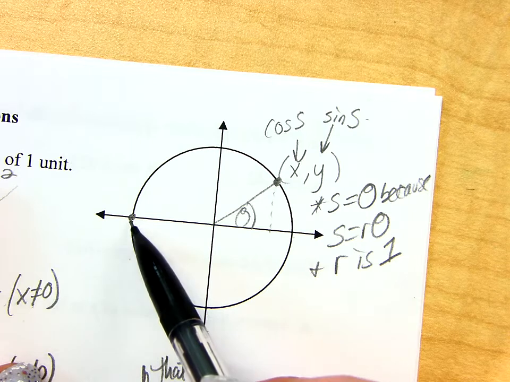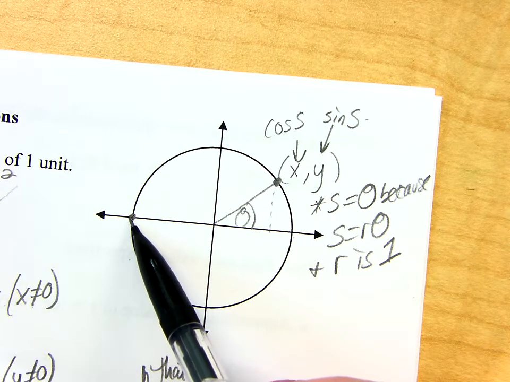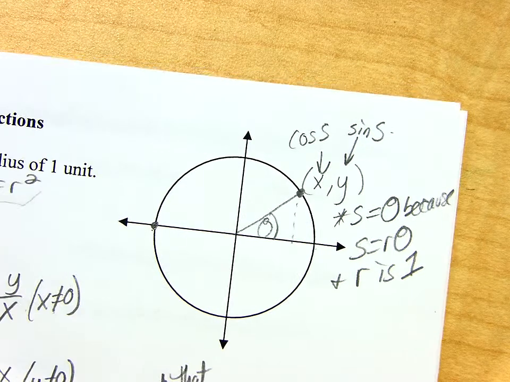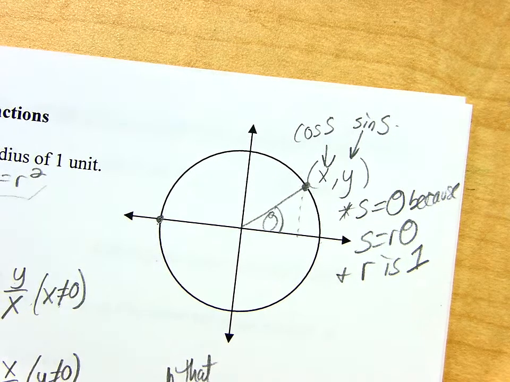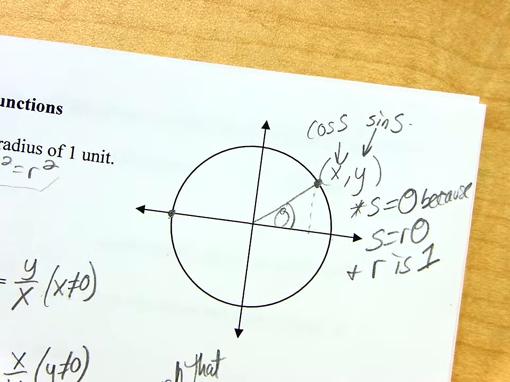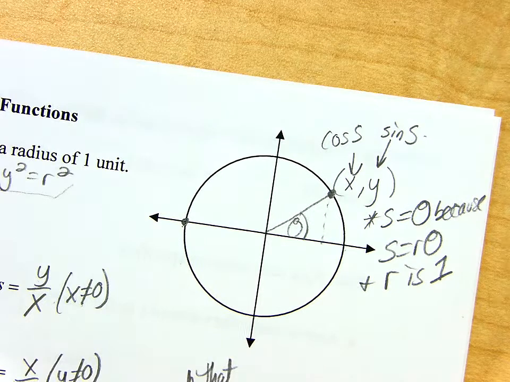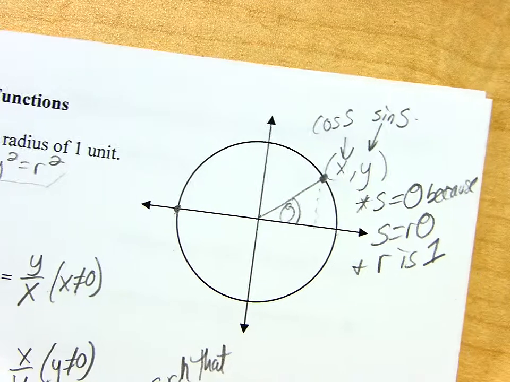They're asking you for the sine, which is really the y value. What's the y value right there? 0. That's it. So the sine is 0. All that work is just 0.